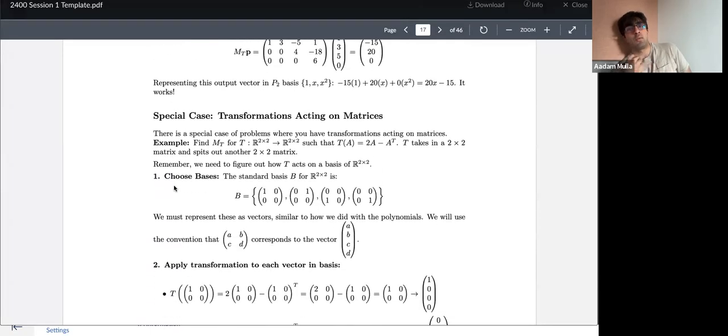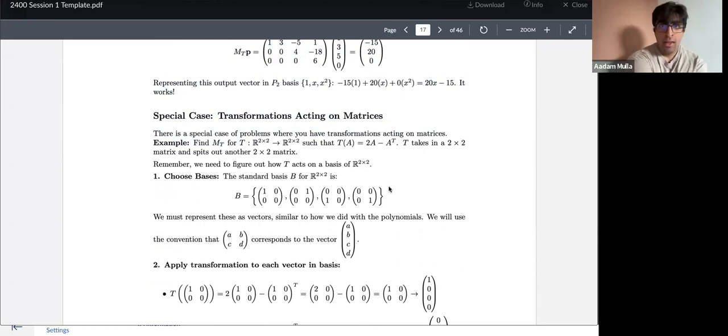Next, there's one more specific case where you're doing transformations on matrices. So for example, let this new transformation T be T of A. It takes in a 2 by 2 matrix A and outputs 2A minus A transpose.